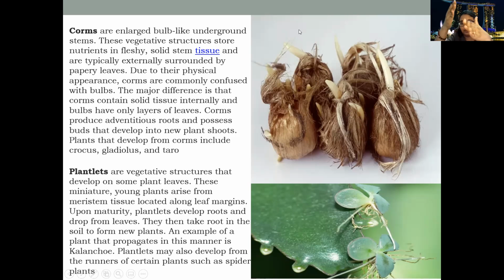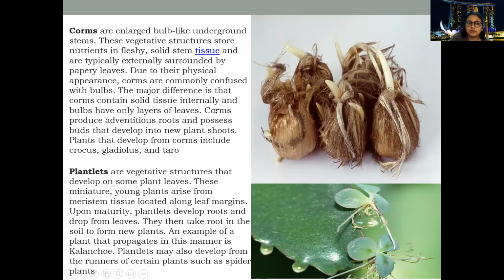But if you have broken an onion, you have seen that all are actually leaves. One by one, you can take them out, right? There is no tissue except the main stem, or a central stem. Do you understand what I'm saying? Okay, so this is the main difference between corms and bulbs. Rest all is same.